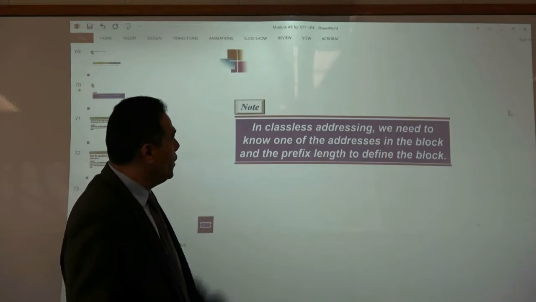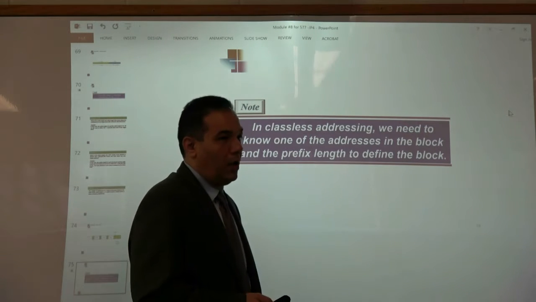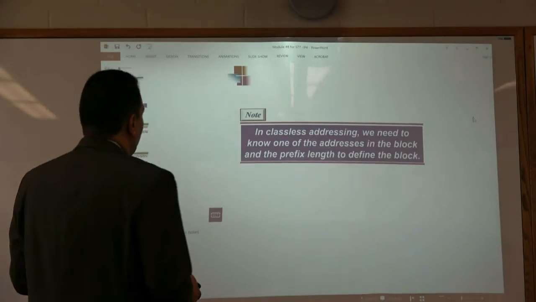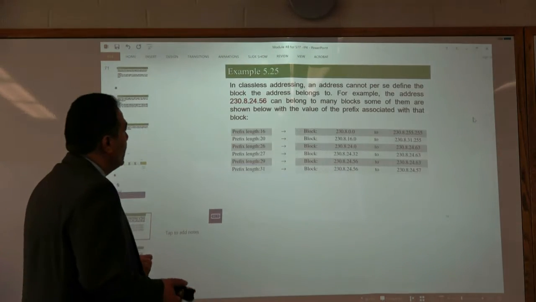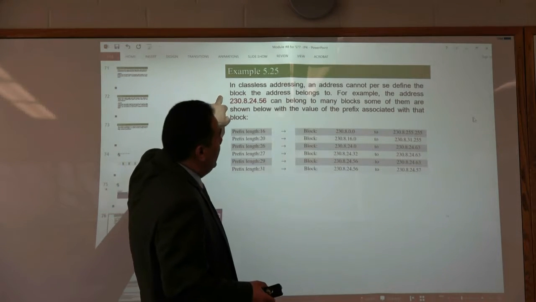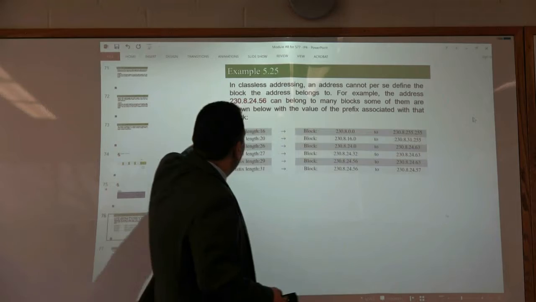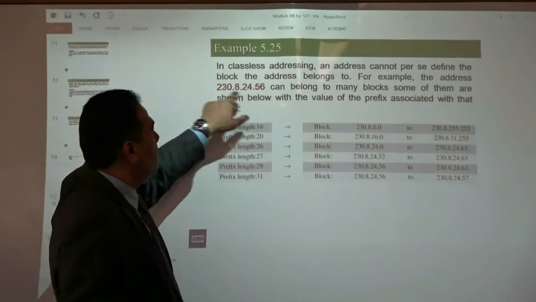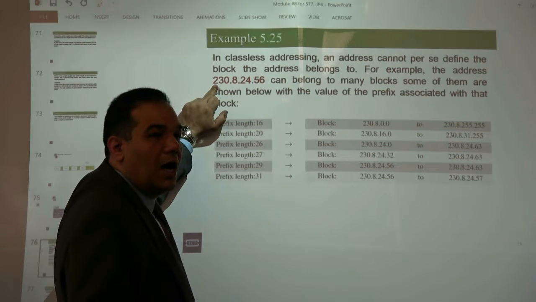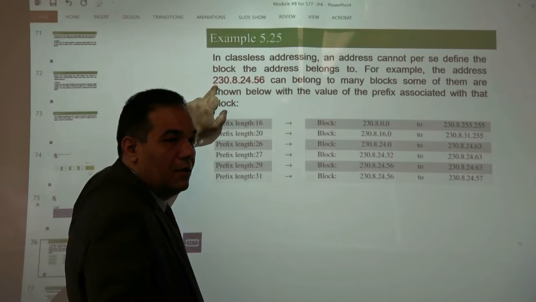If you need to define the block, that's all you need to know. So let's look at an example. In classless addressing, an address can per se define the block the address belongs to. For example, the address 230.8.24. If it's a classful IP address, what class is this? Class C, right?